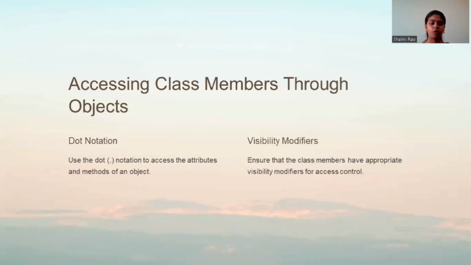Accessing class members through objects. Dot notation. Use the dot notation to access the attributes and methods of an object. Visibility modifiers. Ensure that the class members have appropriate visibility modifiers for access control.